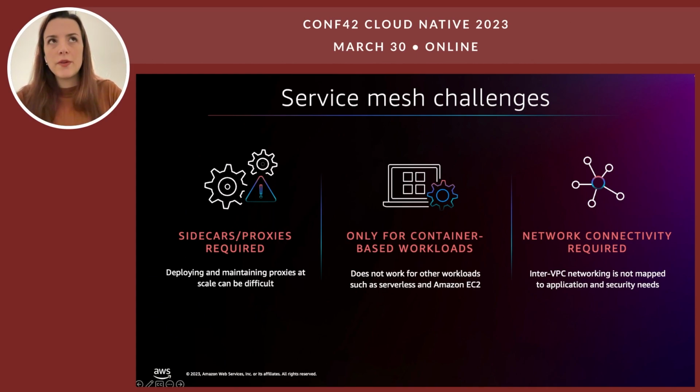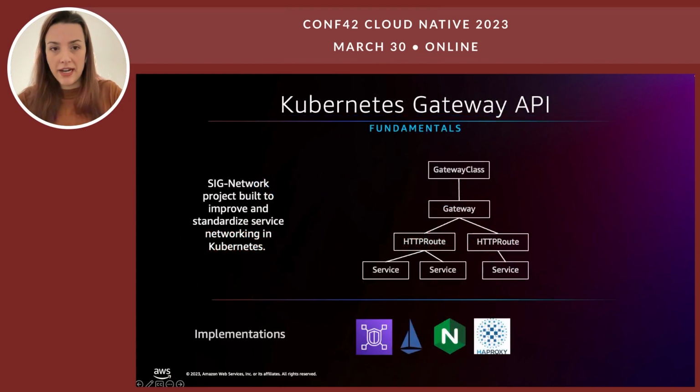So how can we answer these challenges? Well, let me introduce the Kubernetes Gateway API.